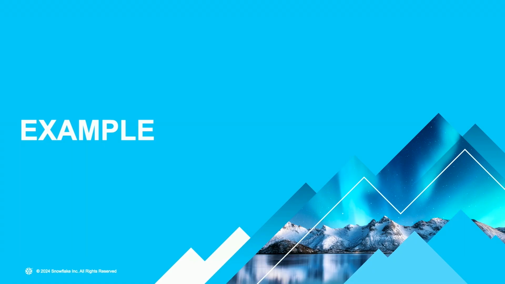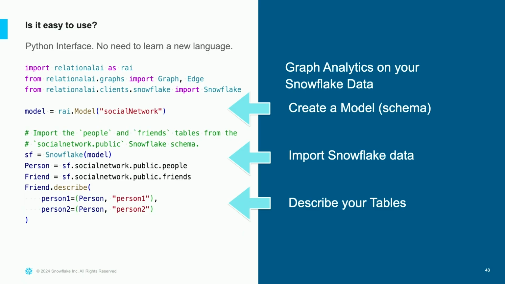Now, how do we do this? I'll show you an example of how it all works and how easy it is to use. So hopefully those in the back can still read this. Once you install the RelationalAI native app, you'll be able to import some of our libraries. They'll give you access to the graphs and to connecting to Snowflake. You are going to create a model, which is kind of like a schema in Snowflake parlance, right? With your model, you're going to tell it which pieces of data in Snowflake you want to use to build this graph. Your data already exists.